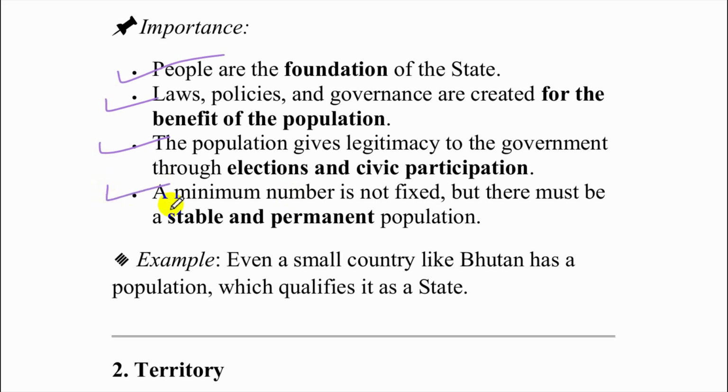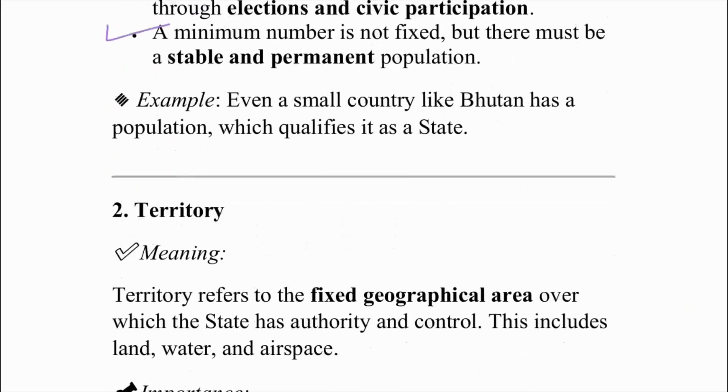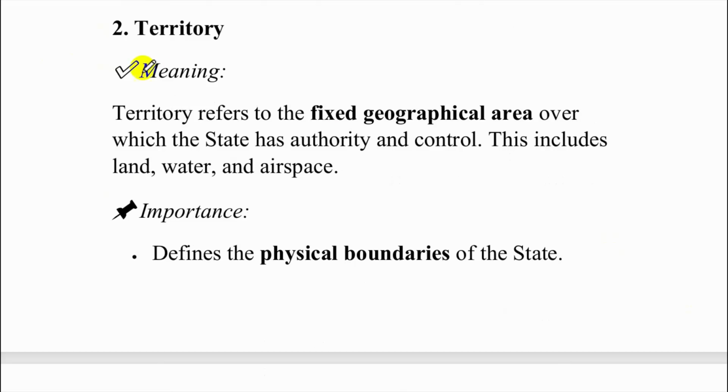Next, a minimum number is not fixed, that is, the population can vary, but there must be a stable and permanent population. For example, even a small country like Bhutan has a population which qualifies it as a sovereign state. Next, let's look at the second constituent element of a state.